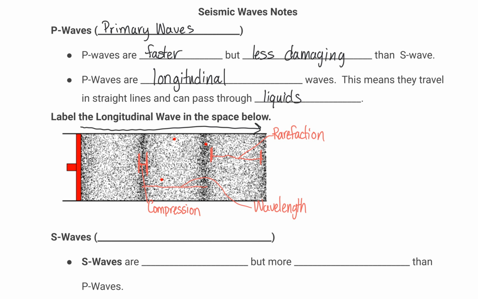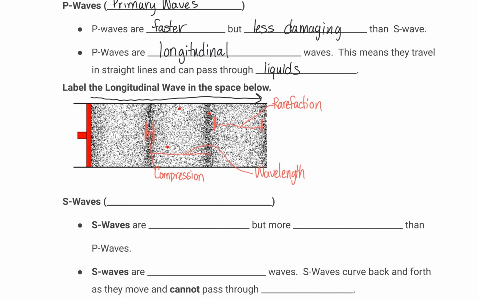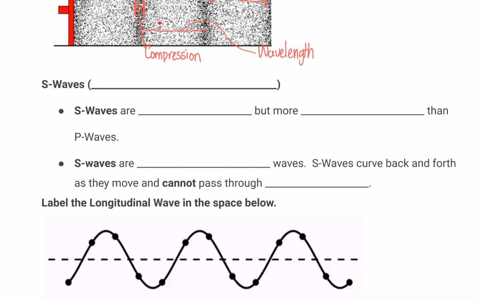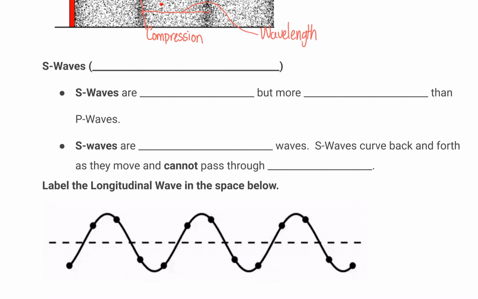The second type of wave that is produced by earthquakes is called an S wave. They're slower, so they get there second, which is why they are secondary waves. So the S stands for secondary. S waves, like I said, are slower than P waves, but they are more damaging. They do a lot more destruction than the P wave.